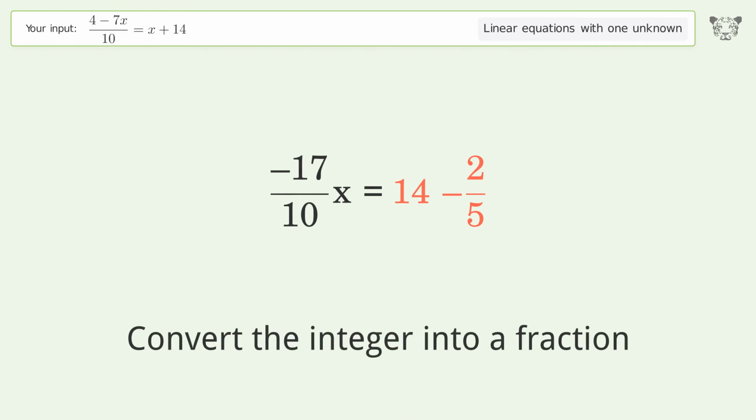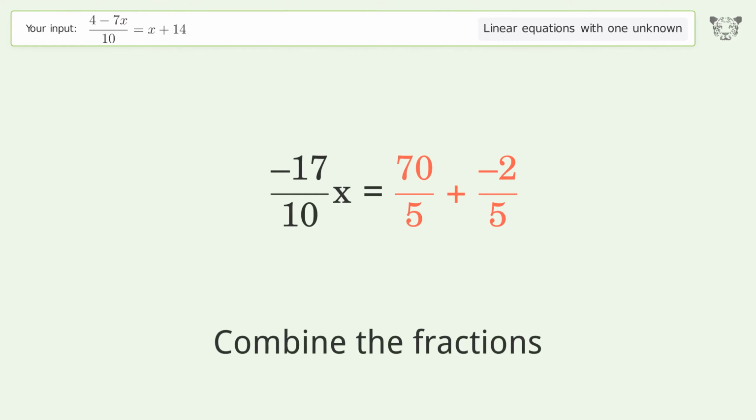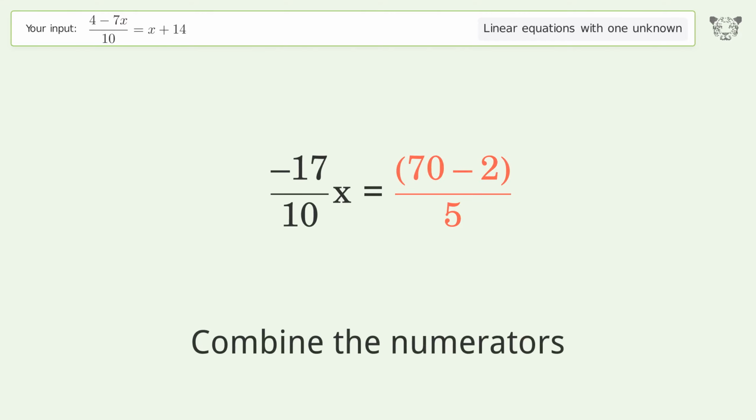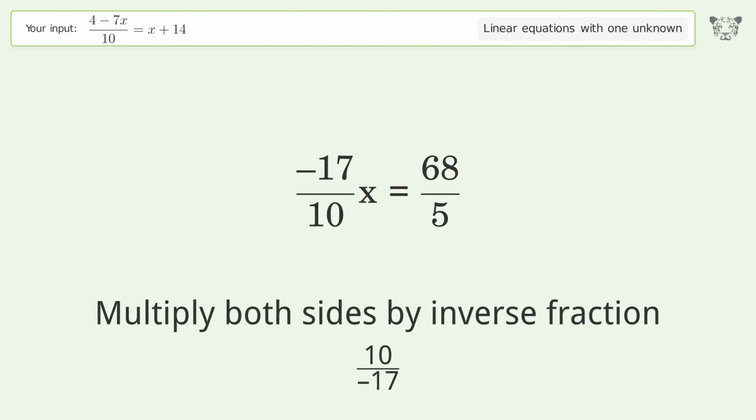Convert the integer into a fraction. Combine the fractions. Combine the numerators. Isolate the x. Multiply both sides by the inverse fraction 10/-17.